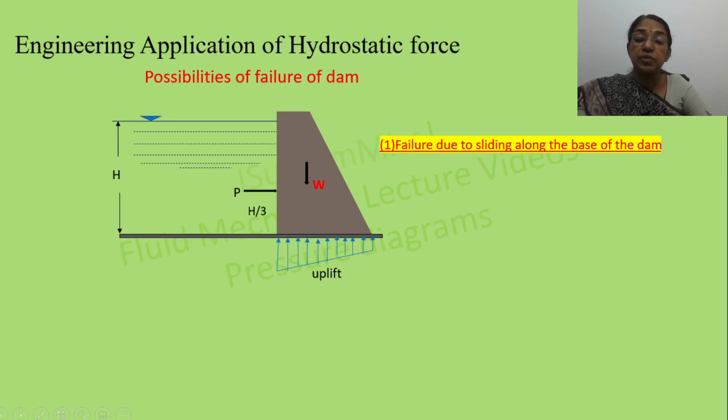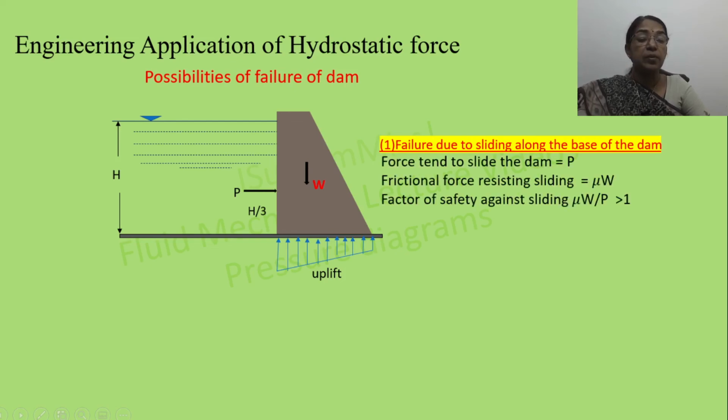The first case we are considering is failure due to sliding. The pressure force due to water is acting on one side, and the weight of the dam is acting downward. If mu is the coefficient of friction that exists between the foundation and the base of the dam, failure due to sliding can be prevented if mu W is greater than P.